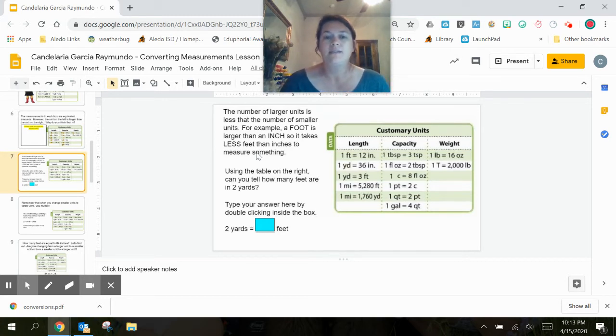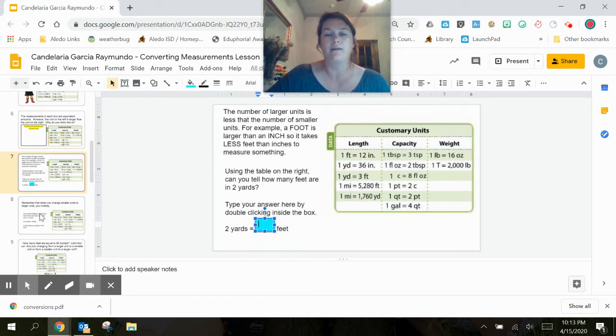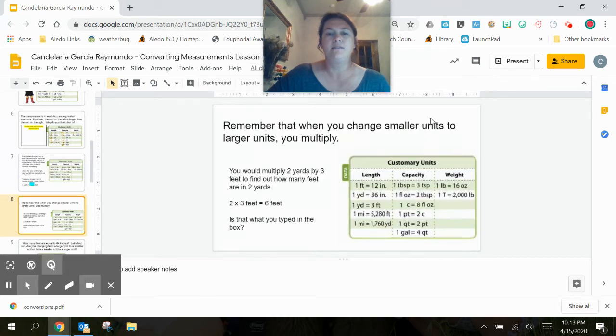So if you use that table on the right, I want you to tell me how many feet are in 2 yards. And so you'll look at 2 yards. I know 1 yard is 36 inches, and I also know that 1 yard is 3 feet. So if 1 yard is 3 feet, 2 yards, and you're going to type your answer in this box when you go back. This slide helps you figure out how to get that answer.